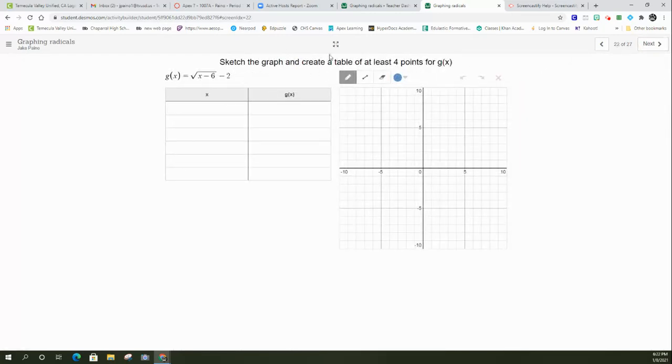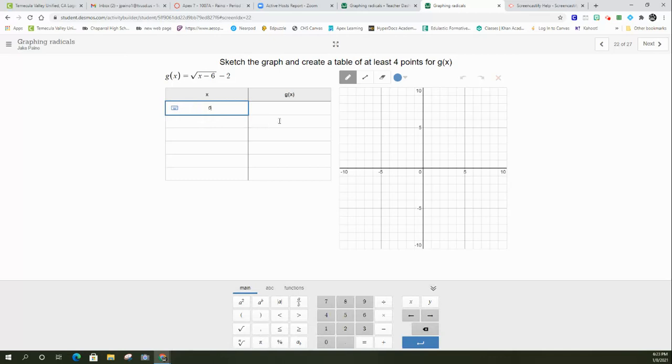Sketch the graph. So we're going to make a table of values. What should be the first point in my table of values? It's going to be my critical point. Where does the graph even start from? So it starts at 6, 2. Now I could pick any x's bigger than 6, because remember, the inside has to be positive. So if I plug in 7, 7 minus 6 is 1, square root of 1 is 1, 1 minus 2 is negative 1. Sorry, my critical point is 6, negative 2, and then 7, negative 1.